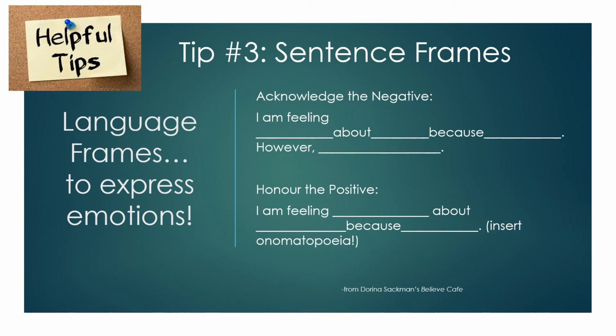Have a look at this example by Dorina Sackman. The answer to the question, "How are you?" We can acknowledge the negative. I am feeling blank about blank because blank. However, so an example of this would be, I am feeling sad about COVID because many people have died. However, I am doing what I can to stay safe. We can shift our thinking through the use of sentence frames.